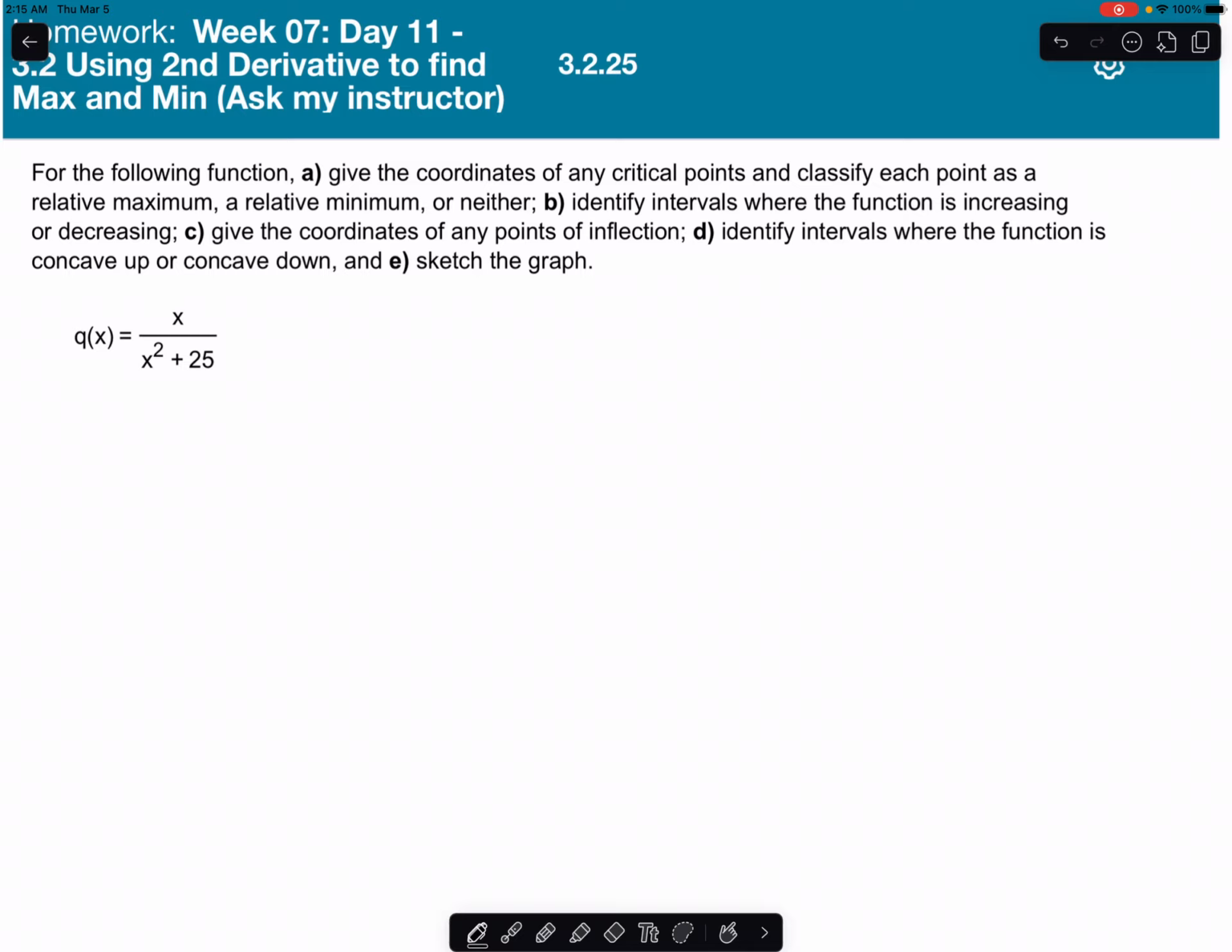We have this question from Calculus for Business. It comes from section 3.2, question 25. This is on using the second derivative to find the max and min.